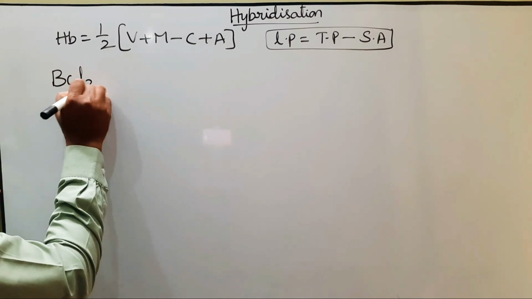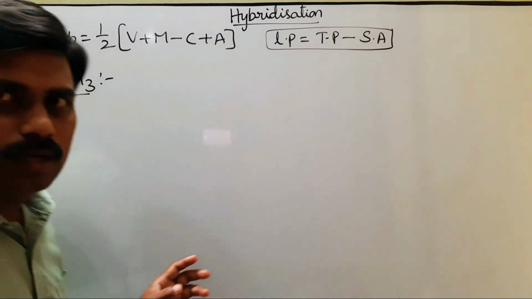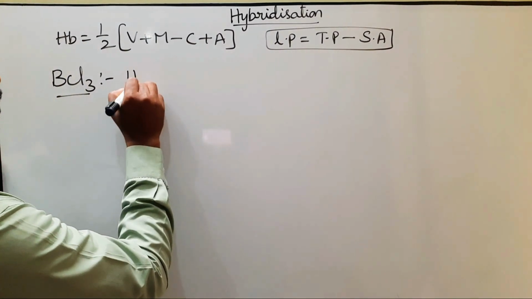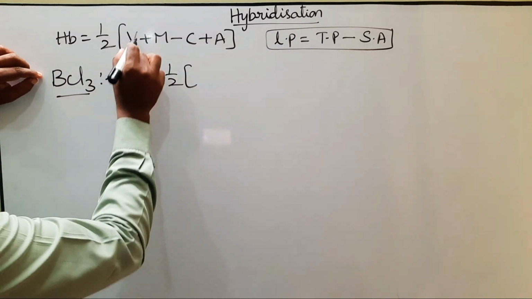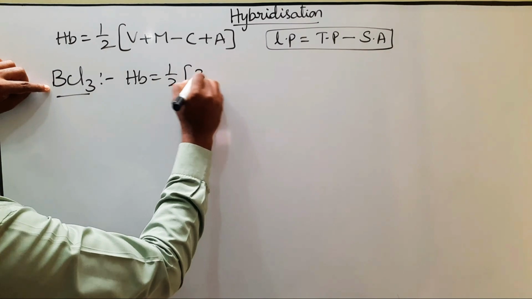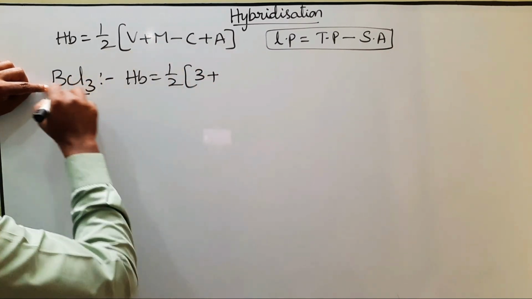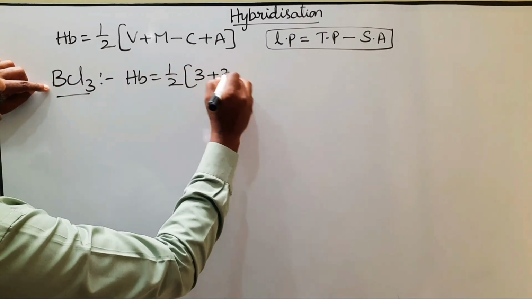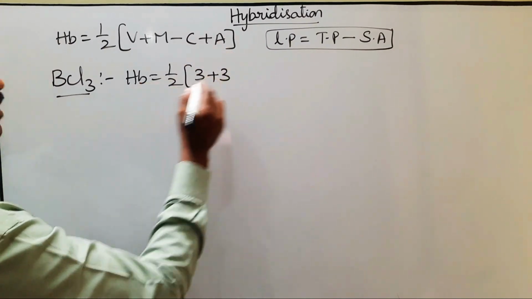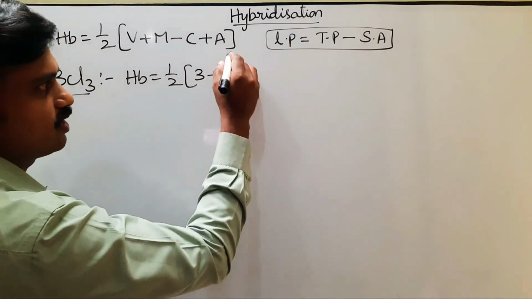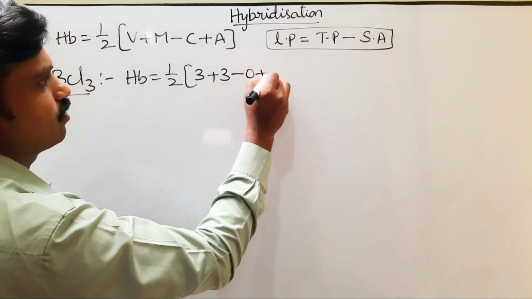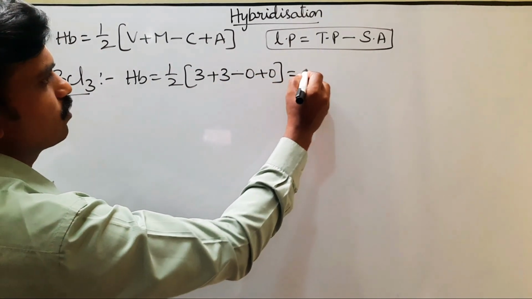Boron trichloride, BCl3 molecule. In BCl3, look at that. Hybridization is equal to half into (V valence electrons, boron 3 valence electrons, plus M surrounding monovalent atoms). So 3 chlorines are there. Minus C plus A means here no charge on cation, no positive charge and no negative charge. That's why these two are minus 0 and plus 0. So it is equal to 3.